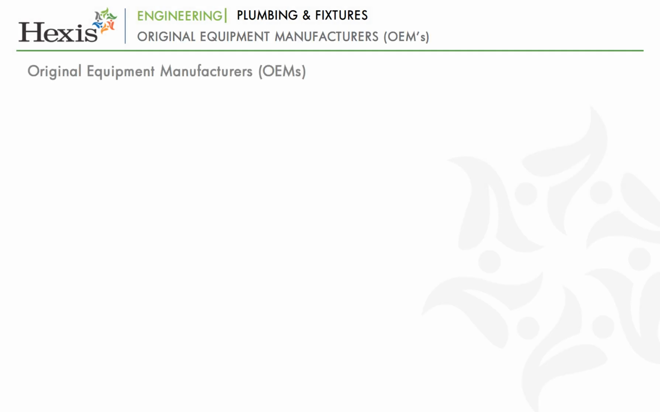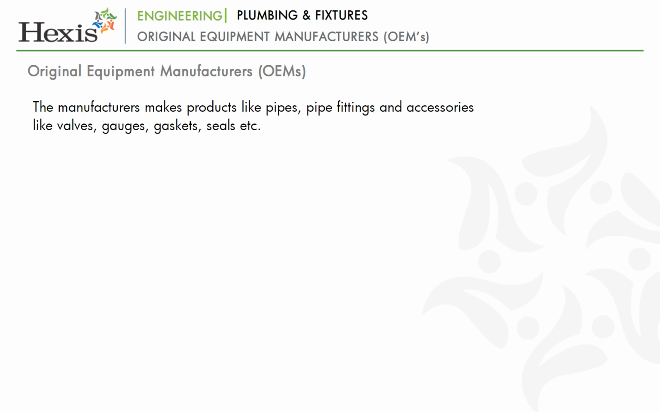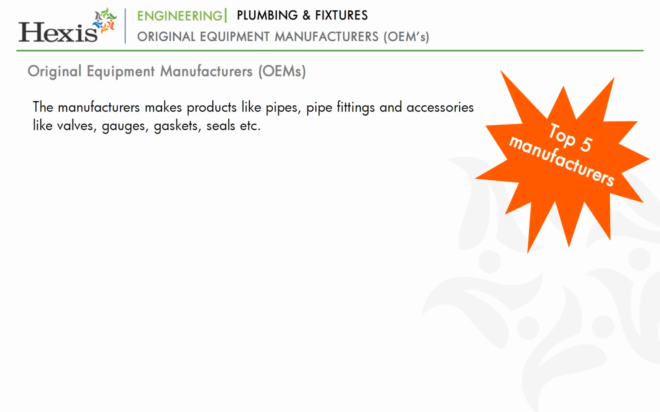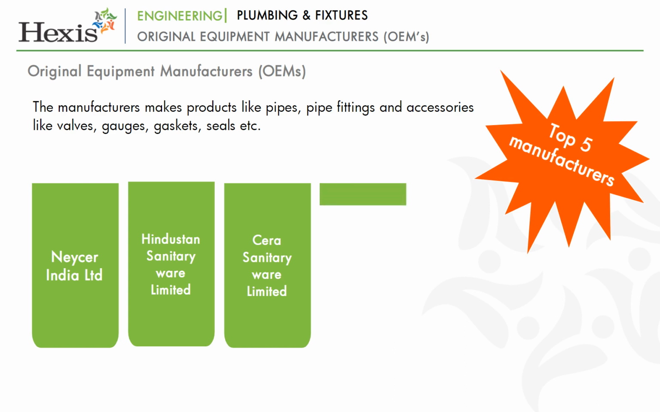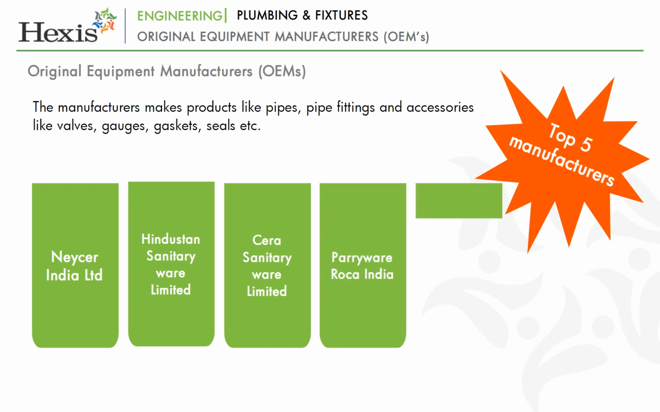Now that you have learned most things about the plumbing systems, do you know who the prominent manufacturers of these systems are? If not, then let's have a look at who they are. There are many local manufacturers for plumbing systems like pipes, pipe fittings and accessories like valves, gauges, gaskets, seals, etc. Top 5 manufacturers for ceramics and sanitary ware or plumbing fixtures are as follows: Neeser India Limited, Hindustan Sanitary Ware Limited, Sera Sanitary Ware Limited, Parryware Roca India, Kohler India.